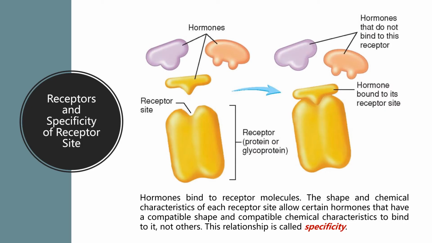Okay? So next, receptors and specificity of receptor sites. So hormones bind to receptor molecules, and the shape and chemical characteristics of each receptor site allow certain hormones that have a compatible shape and compatible chemical characteristics to bind to it and not others. So this relationship is what we call na specificity. Okay? So katulad niyan, you have the receptor protein, the yellow one. So if there are three different hormones that are present in the extracellular matrix, of course, kung sino lang yung may tamang shape, okay, siya lang yung makakadikit dun sa receptor site.